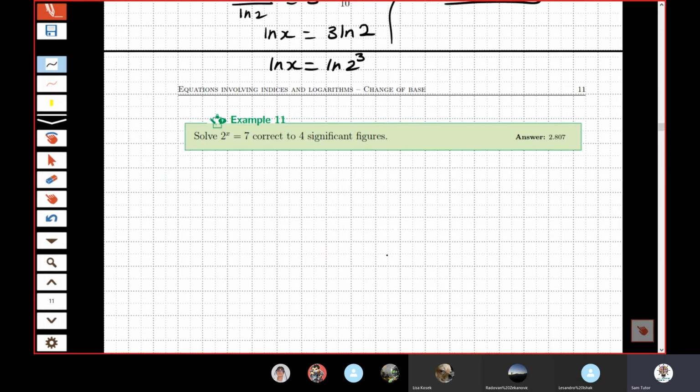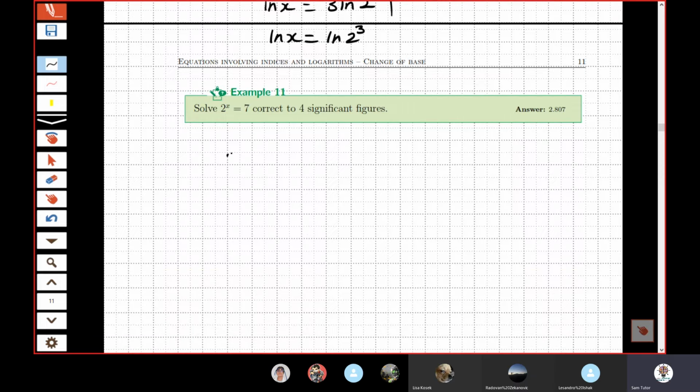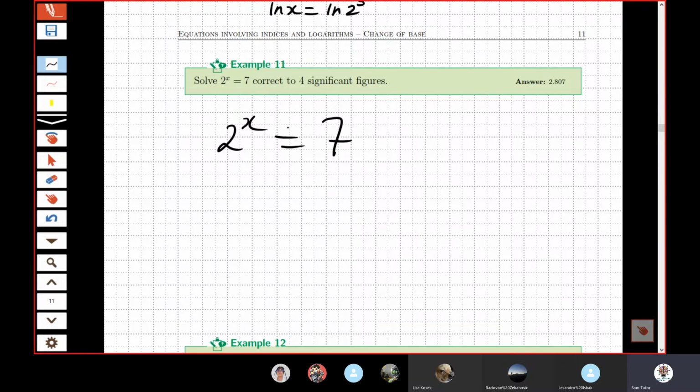So we've got this question: 2 to the x equals 7. That's an exponential, and I want the x on the top. How do I get rid of an exponential? What are you going to do to both sides? Try and make the bases the same. Like what you just finished, yes. But you can never make a 7 into a base of 2. It just won't work, yeah, for sure.